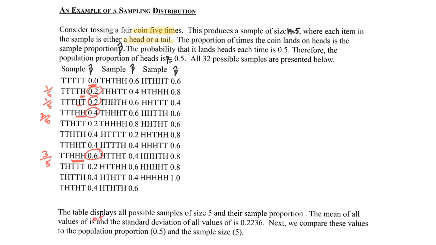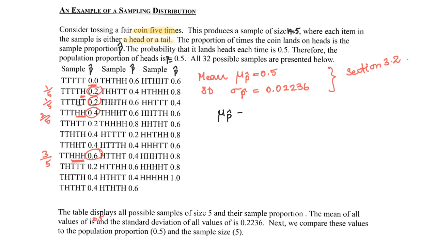Now find the mean and standard deviation of these values. So the mean will be 0.5 and the standard deviation 0.2236. If you don't remember how to find the mean and standard deviation, you can refer to section 3.2. The mean of the sample proportions is equal to the population proportion.